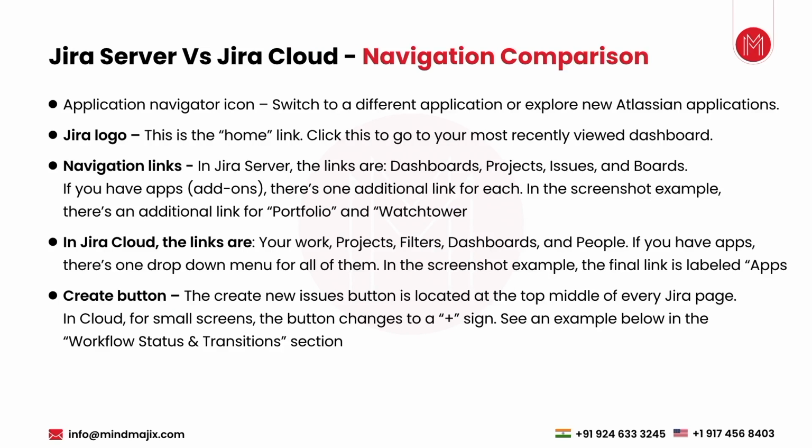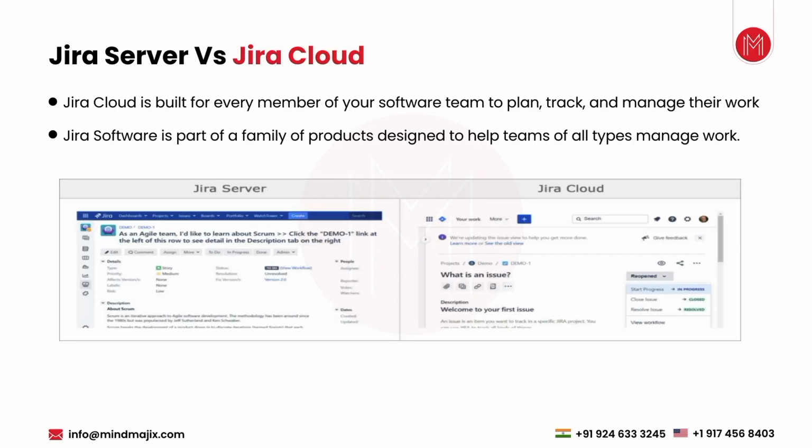Navigation links: in Jira server, the links of dashboard, project, issues are all add-ons, and there is an additional link to each. In the screenshot example, there is an additional link to portfolios and the watchtower. In Jira Cloud, it's your work, projects, filters, dashboards, and people. If you have the app, you can choose from one drop-down menu of them, and in the screen example, the final link level is on the app. So it was talking about this one.